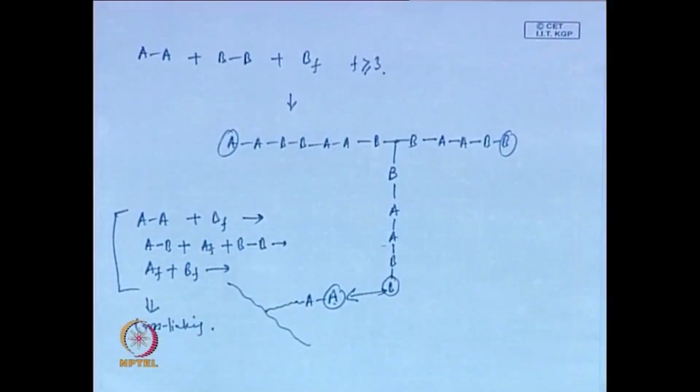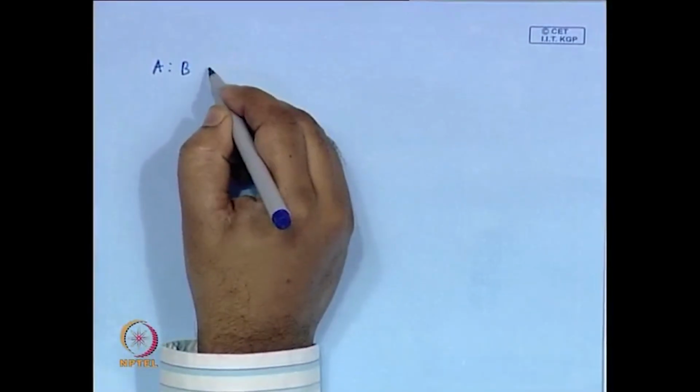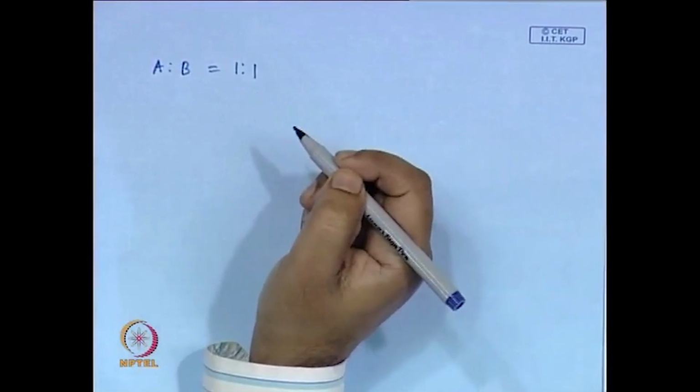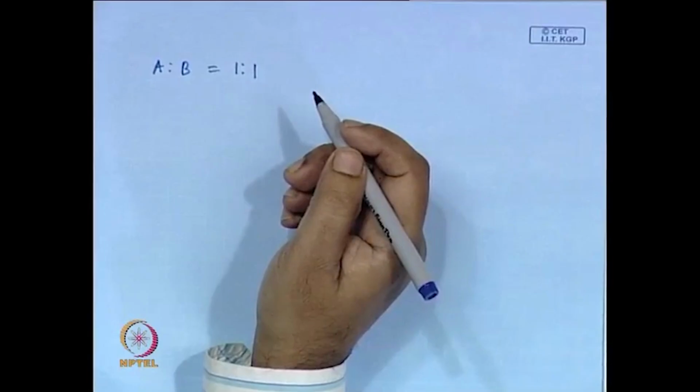Now, what would be the number average molecular weight in the second case? Let us go and try to derive that. For simplicity, let us start with a system where A is to be 2 functional group, that is the simplest thing we have been discussing, and they are in equal number. So, 1:1.